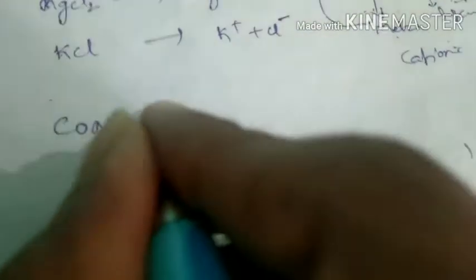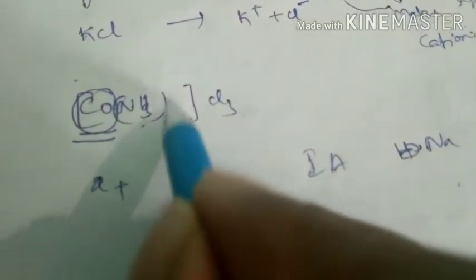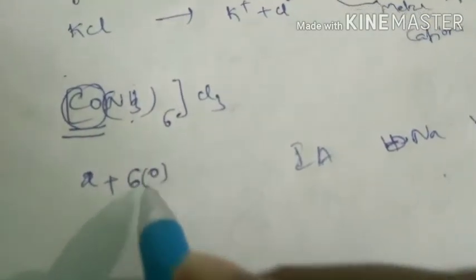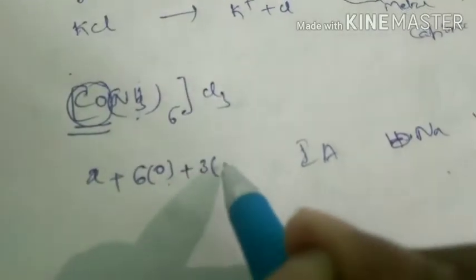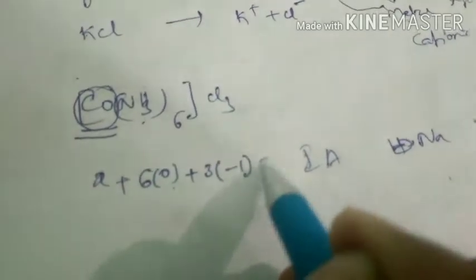See, Co(NH3)6 Cl3. First, we have to find the oxidation state of the central atom. That means it is x plus NH3. It has no charge. I told you already this is a neutral ligand, so in that case the oxidation state is 0. How many ligands? How many ammonias? 6. So 6 into 0 plus 3 into the chlorine's common oxidation state, how much? -1.